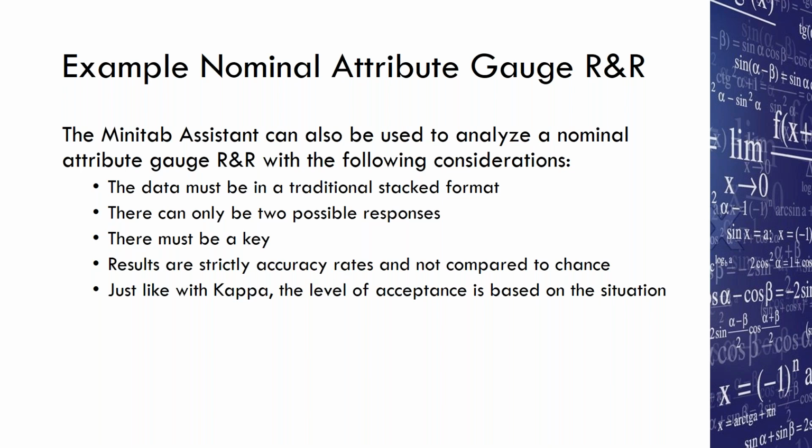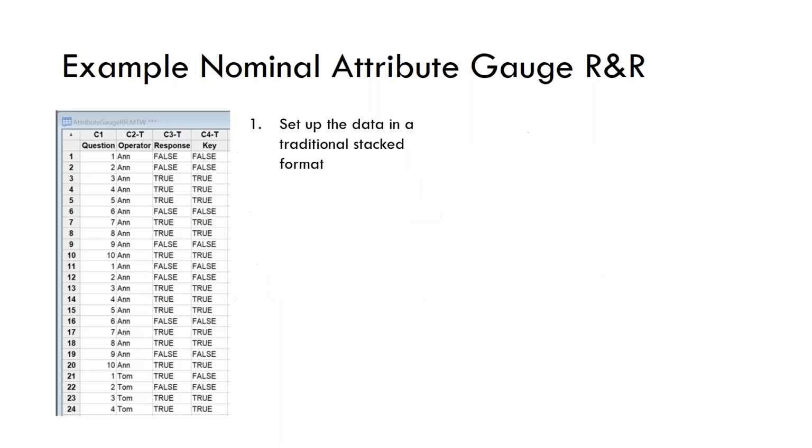However, just like with the kappa value, the level of acceptance for the attribute agreement analysis is going to be based on your particular situation. In other words, if it's safety related or a critical measurement, you're going to aim for an accuracy rate of 100%. So this is an example of how you would have the data entered into Minitab in the stacked format.